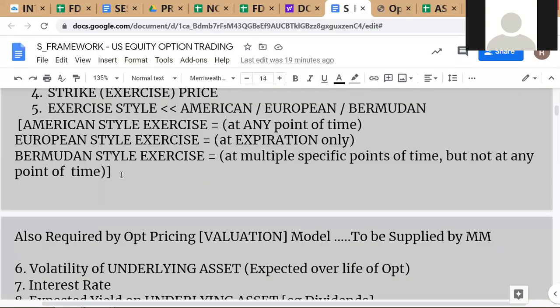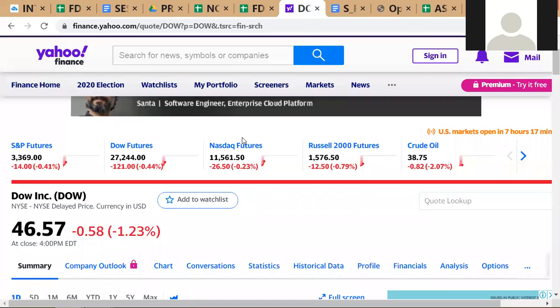So we talk about exercise style. It's a matter of convention and depends on where you trade. As I told you, in the US most of the equity options are on individual stocks and ETFs, and that's where most of the volume is, percentage wise. Those are American style, which means you can exercise at any point of time, meaning any point from the time you buy it to the expiration date.